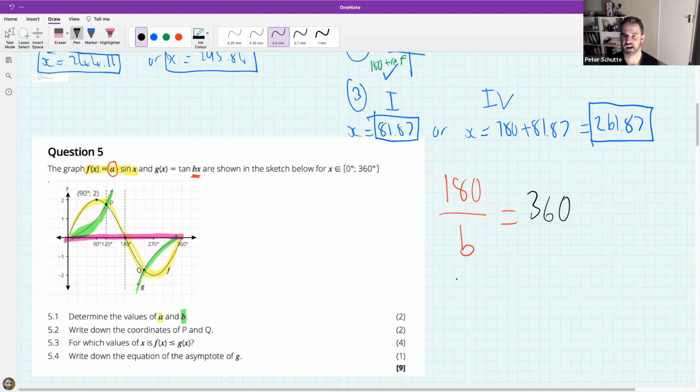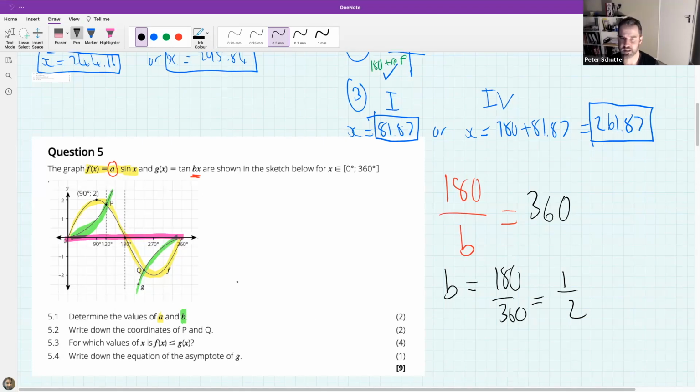So to find what B is, I need to move things around, and I should get that it's a half. Oh, sorry, Paul. Paul, what happened is in that question, I specifically said the domain 0 to 360. And so that's why we needed a second answer. So I just said arbitrarily that the domain was 0 to 360. Yeah. Okay, so B is a half.